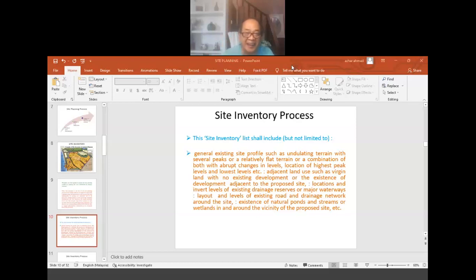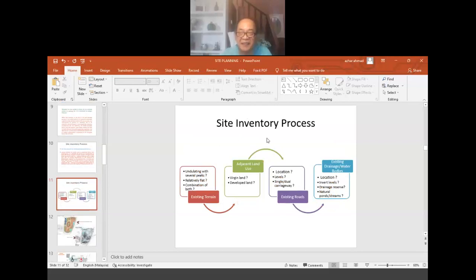Okay? So this is the site inventory process. Existing terrain, adjacent land use. This is an example. It can be more than this. Existing roads, existing drainage, water bodies. These are all the components of site inventory, and we pick them up from our site inventory process. We make a list of all the features within and around the existing site.